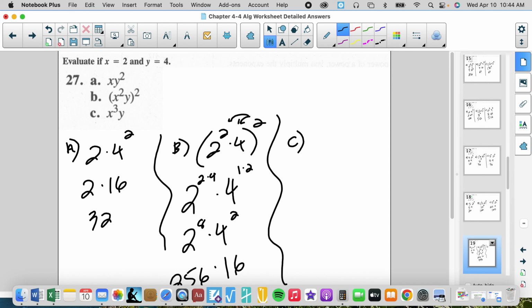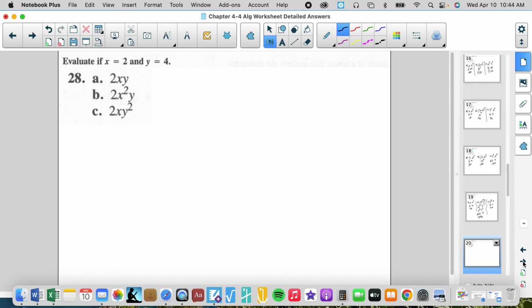Let's do C, which is x is 2 to the third times 4. 2 to the third is 8, times 4 is 32. They went from a super hard one to a super easy one. A is 2 times 2 times 4. We're going to multiply left to right.